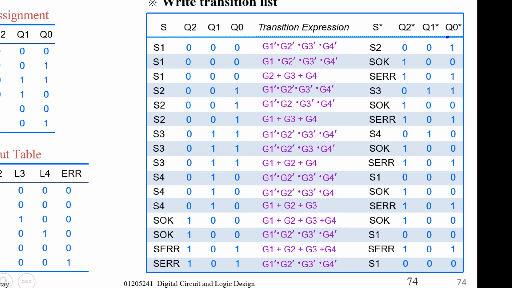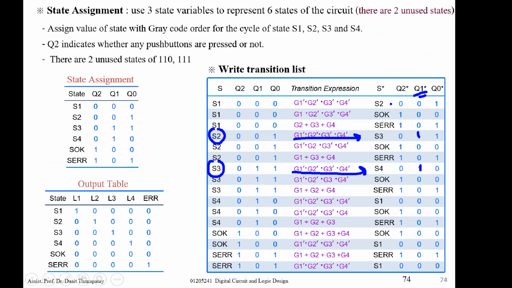For example, okay, let's start from Q1*. Q1* will be 1 when the machine is at state S2 and, when the clock ticks, this input condition becomes true, so we change to S3 with Q1* equal to 1. Or the machine is at state S3 and, when the clock ticks, this input condition is true, so we change to S4 with Q1* equal to 1. So you can write the expression for Q1* like this.